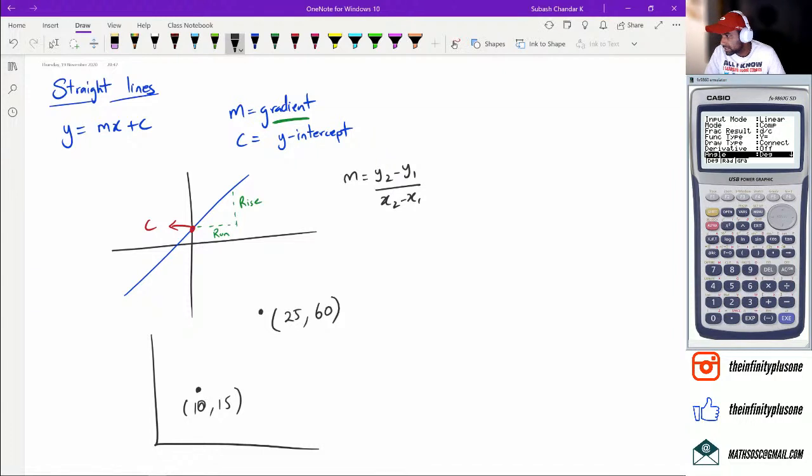I'm going to do the first method, which is going straight through the calculator. If you have a graphics calculator, click on menu, and the mode you're looking at is stat mode. Click on stat mode and put in those 2 values. You put your x values in list 1 and y values in list 2. So I'm going to put down 10 and 25 because those are my x values. Then we've got 15 and 60.